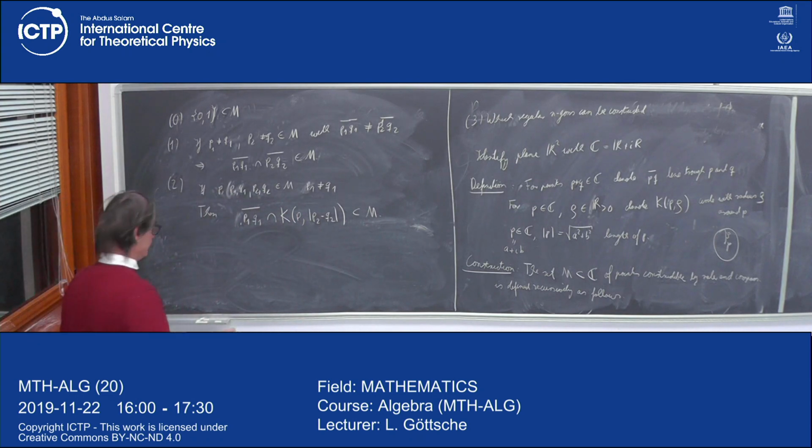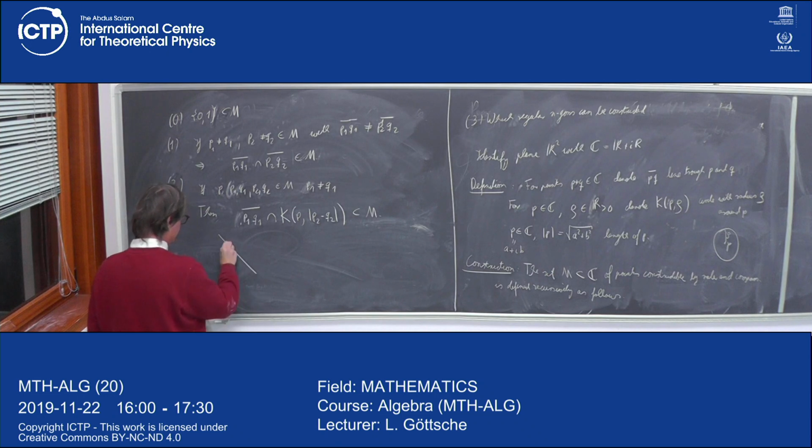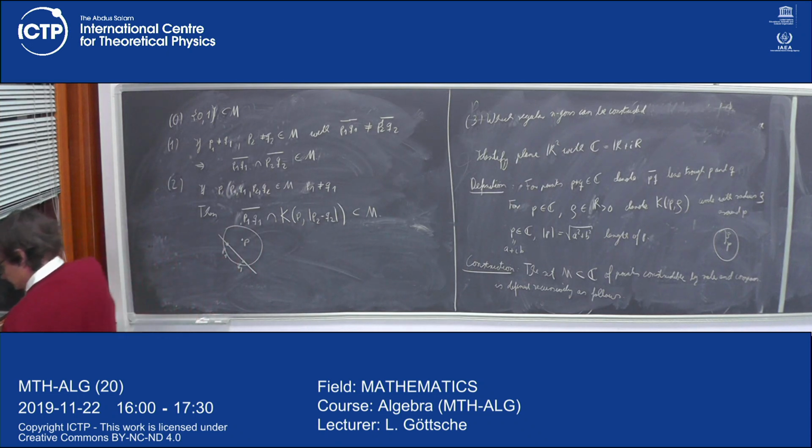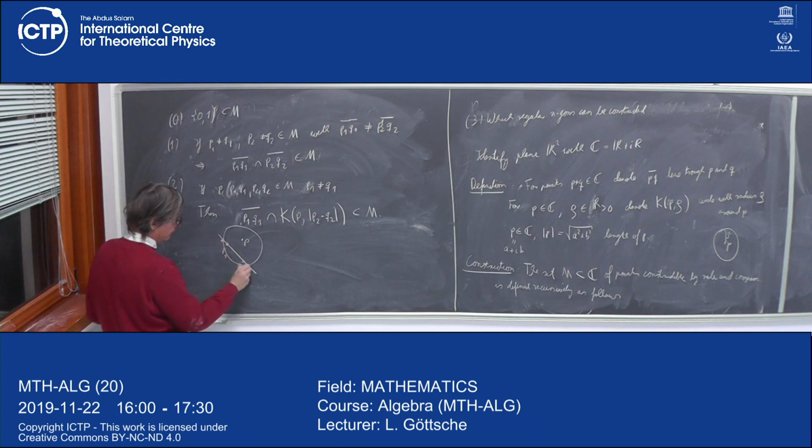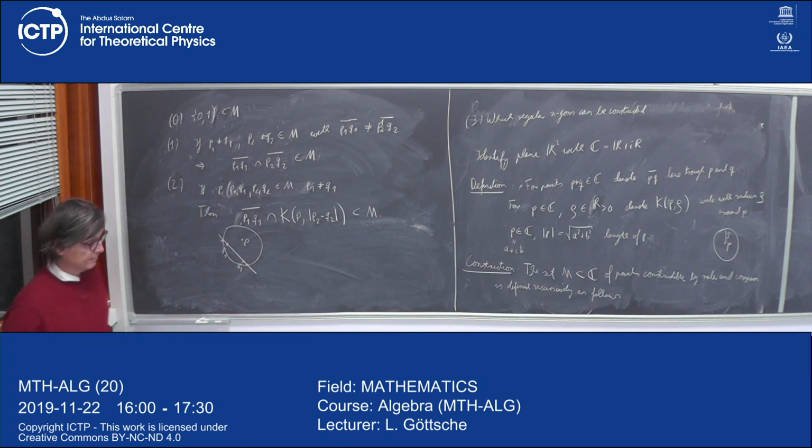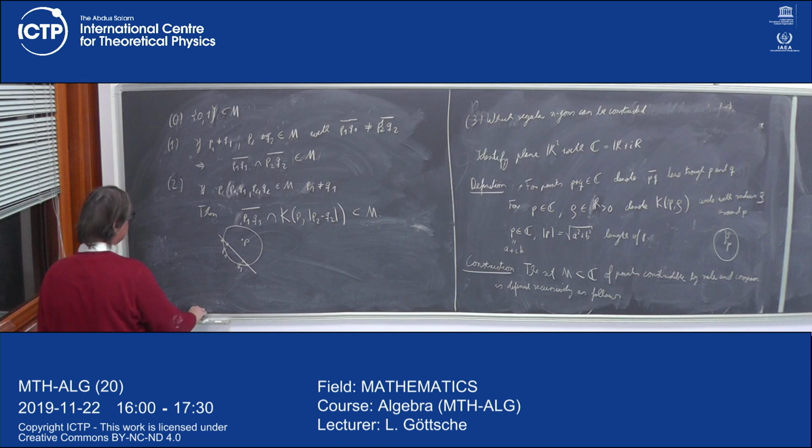So the picture is you have this line through P1 and Q1, you have a point P, and you make a circle around it, and then you get these 2 new points. The radius of the circle is supposed to be the distance between these 2 points. In this way we get more points, and the third one is that we can also intersect 2 circles.